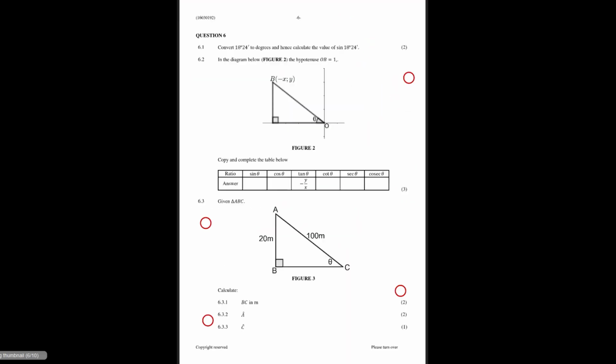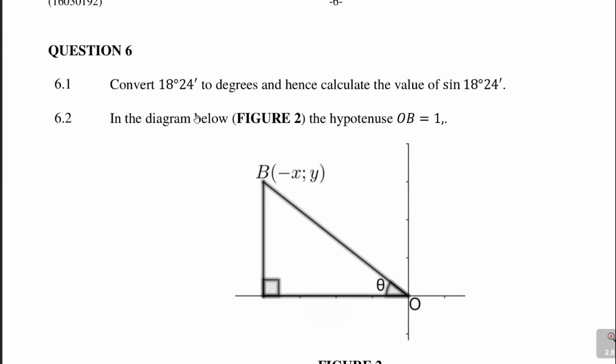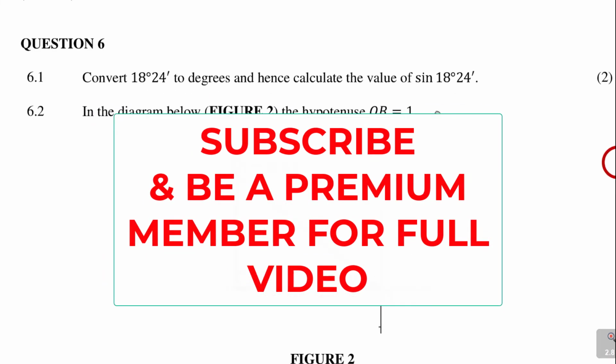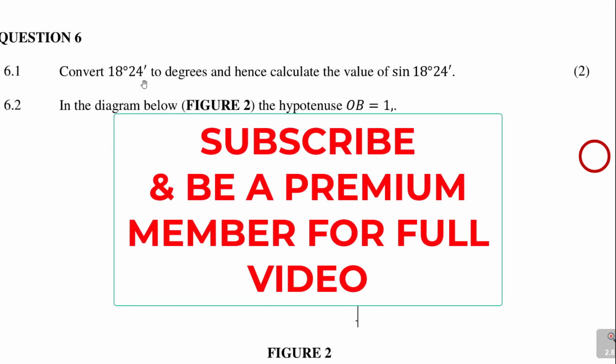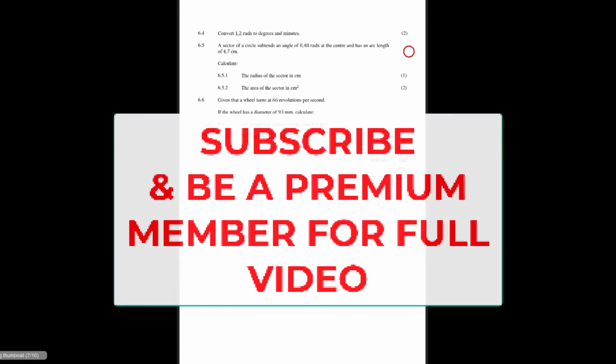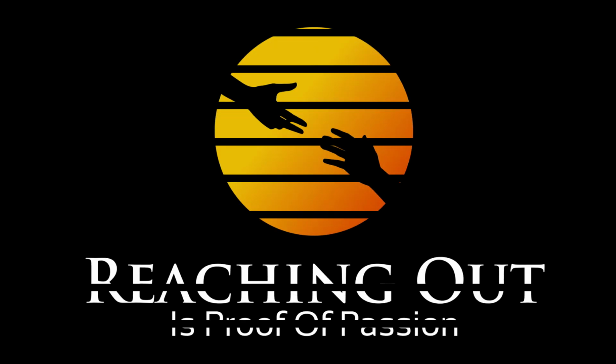All right, moving ahead, just to wrap this thing up now, question 6 says convert 18 degrees 24 minutes to degrees, and hence calculate the value of this, 2 marks. Now when you're converting this to degrees, 18 degrees 24 minutes, you must know the thing is the 24 minutes. What must you do? Remember, you need to convert using this conversion. Let me go to the pages here. Is it there?